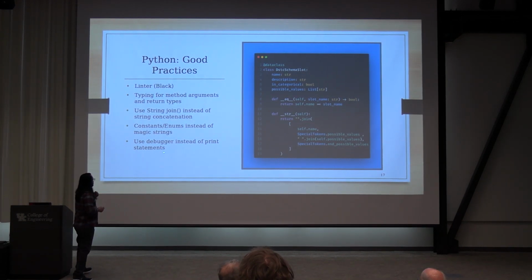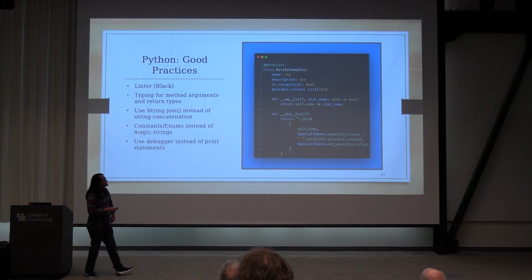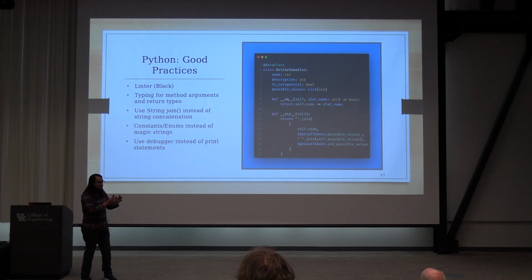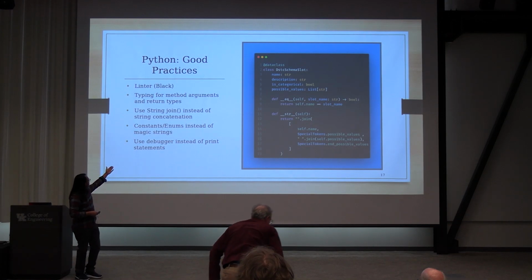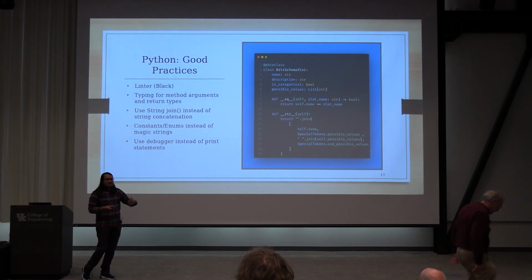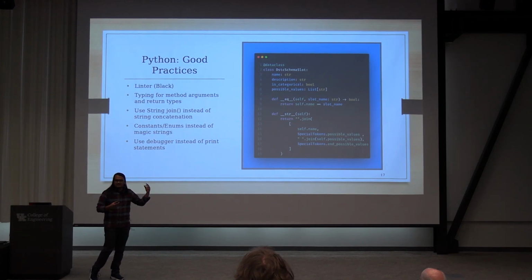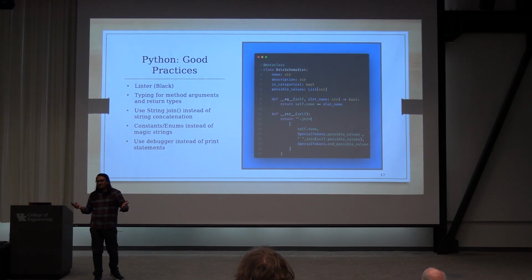And then also another thing that I want to talk about is you should use constants or enums instead of magic strings. So you see over here, I use special tokens of possible values, then special token, the n possible values. I could have written this special tokens as a string over here, but I chose not to. I chose to use an enum or a constant. That way, later on, if I need to make some small changes to this constant, I just need to make that change in one place, and it will be reflected in all places.